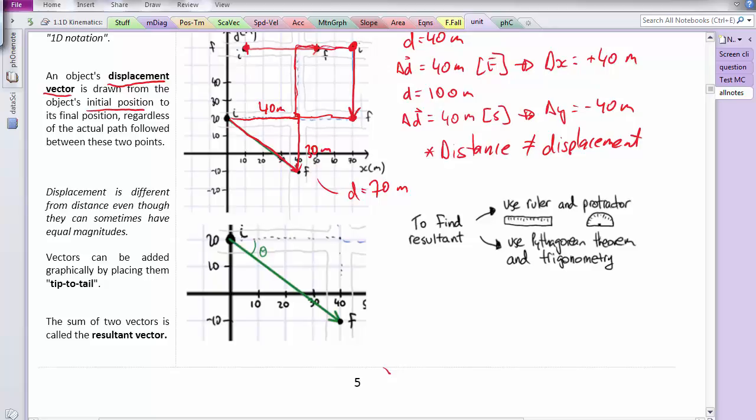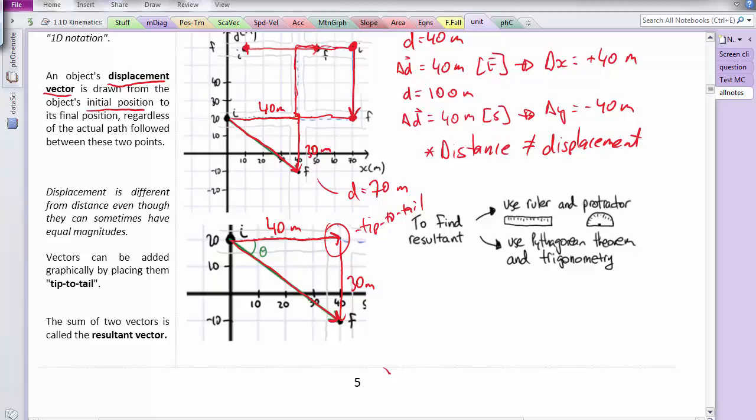Okay, it's basically the addition of two vectors. So we can have our first displacement vector here, which is 40 meters. And if we put that tip to the tail of this vector, which is 30 meters, okay, this is called tip to tail. This is in vector addition. So vectors are added tip to tail. Okay, we need to find the length of this vector. Well, in order to do that, we need to use either a ruler and a protractor to do this graphically, or we can do this mathematically by using the Pythagorean theorem and trigonometry.